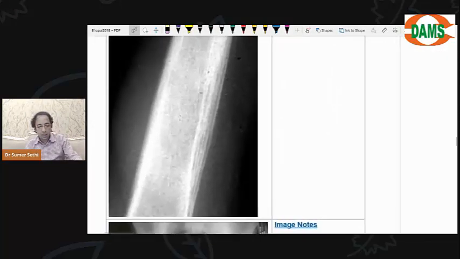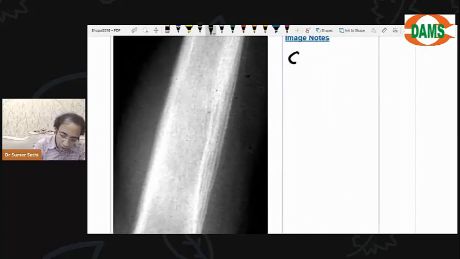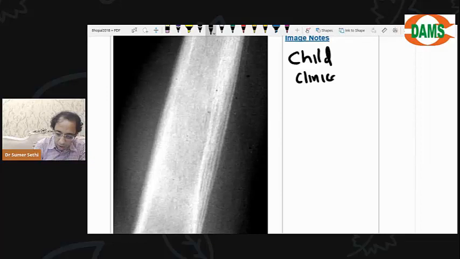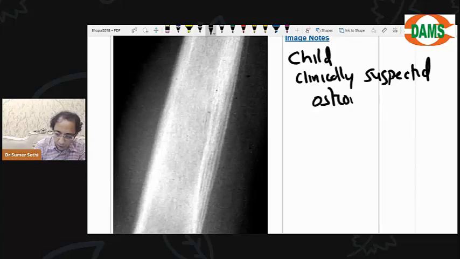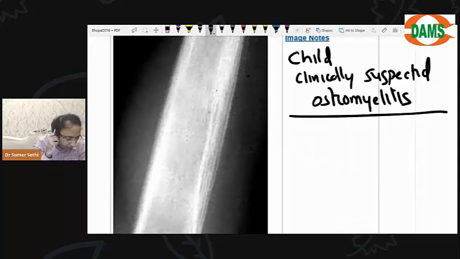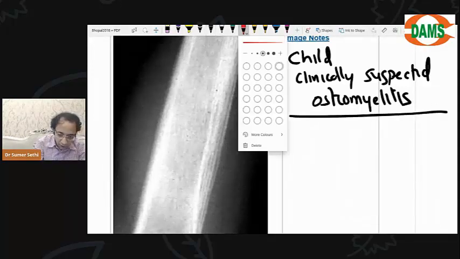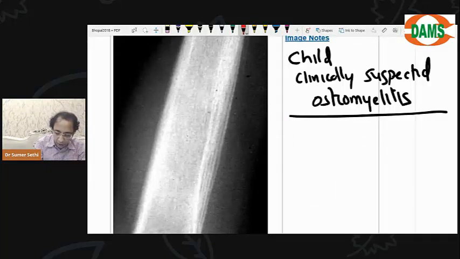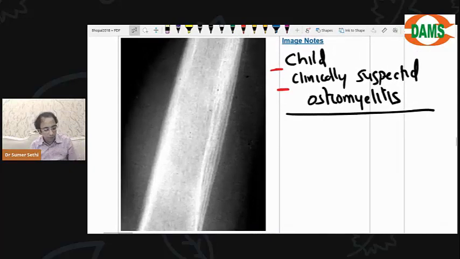Let's see another case. Now the history is a child with clinically suspected osteomyelitis who comes to you for an X-ray. What do you think? Child with clinically suspected osteomyelitis comes to you for an X-ray. What do you think?